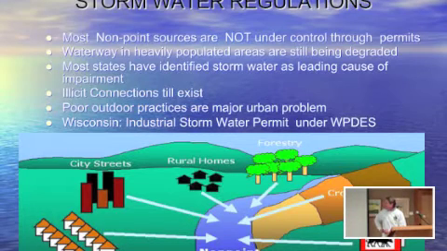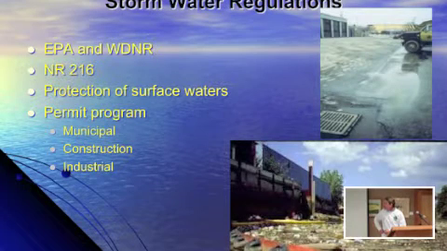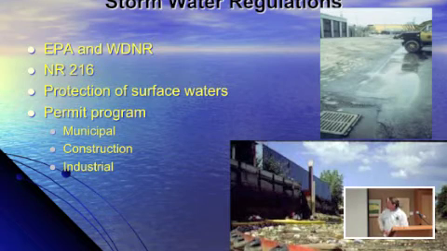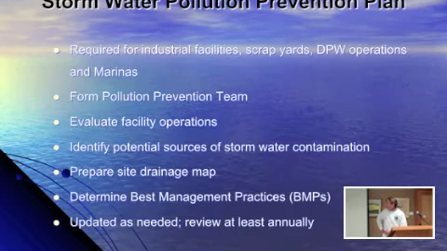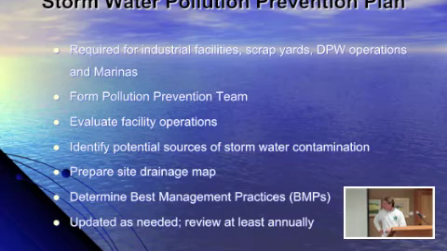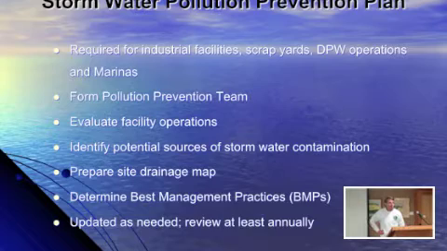There are a myriad of regulations that stormwater is regulated under, both at the EPA level, the federal level, state level through the DNR, and then there's also municipal regulations too. Stormwater pollution prevention plans are required for industrial facilities, scrap yards, DPW operations, marinas, but those are regulatory requirements. But again, there's no reason why a SWIP couldn't be prepared for someone's school, a schoolyard or something.